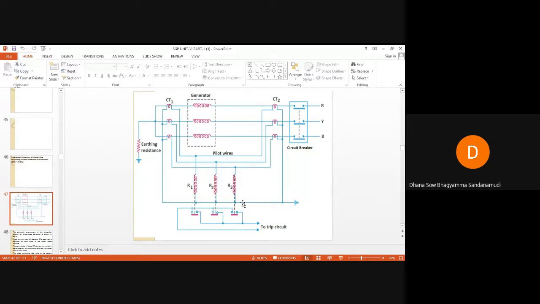You can see here the relay coils are connected between these pilot wires and the neutral point of the CTs. Now, to provide equal burden on all the three CTs on both sides of this three-phase winding of your alternator, the relays must be connected across equipotential points on these pilot wires.